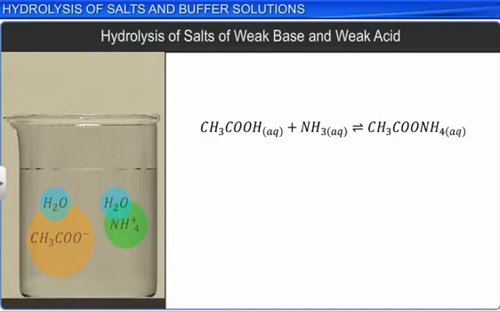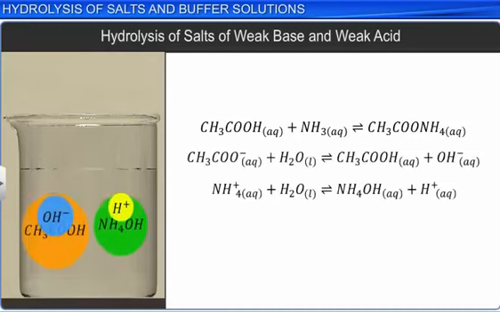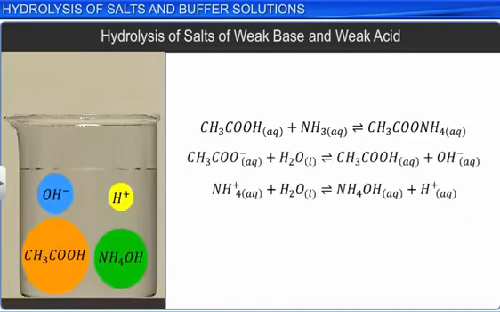As H+ and OH- are produced, the solution is almost neutral. That is, the pH of the solution is nearly 7. Thus, the aqueous solution of a salt of a weak acid and a weak base is almost neutral due to the hydrolysis of both the anion and the cation.